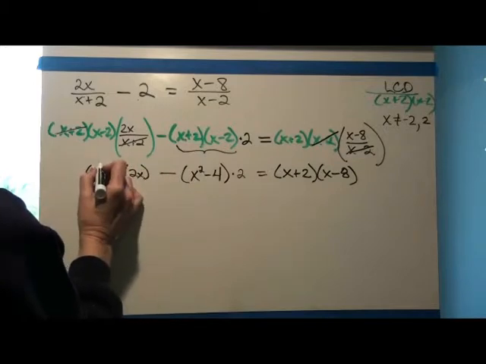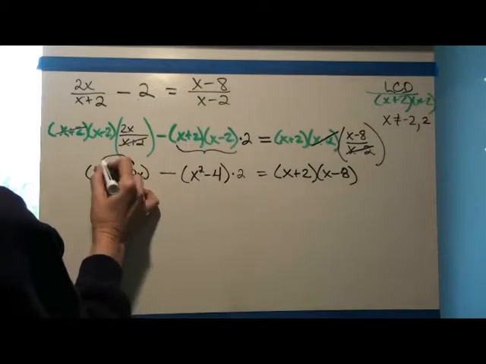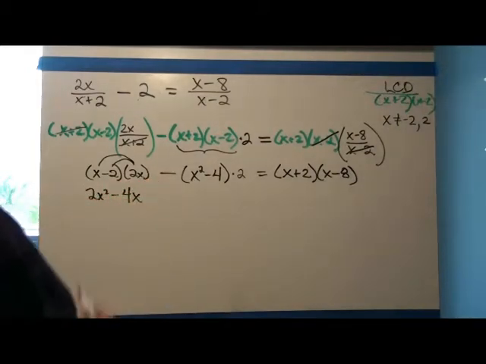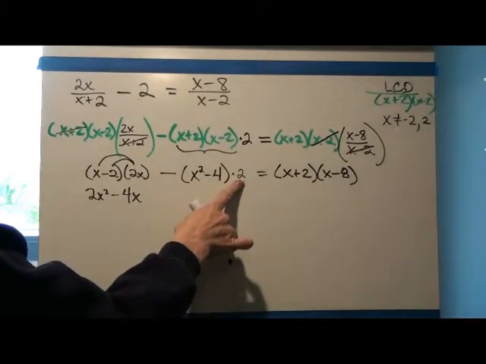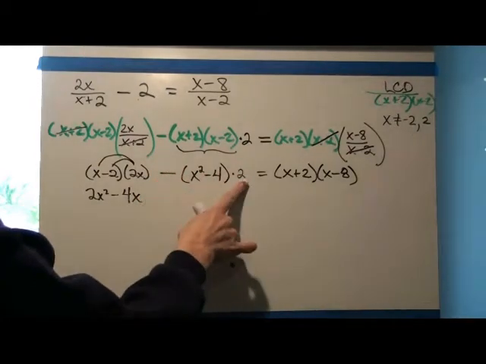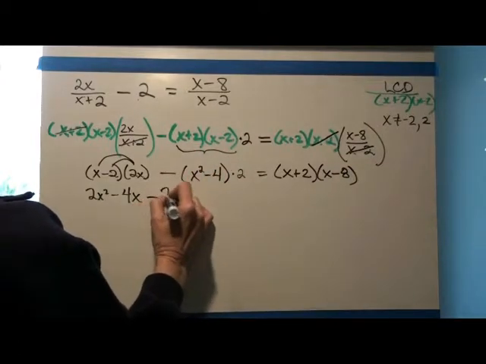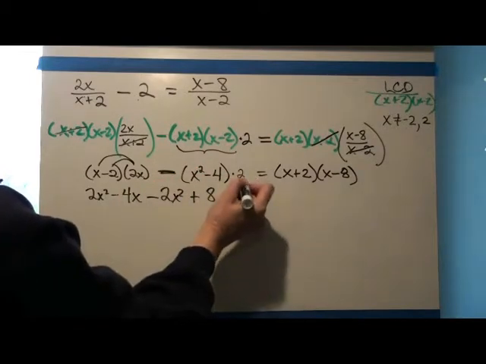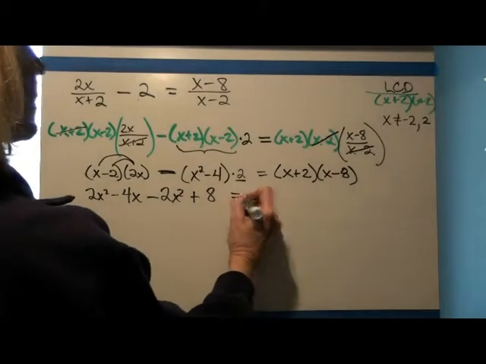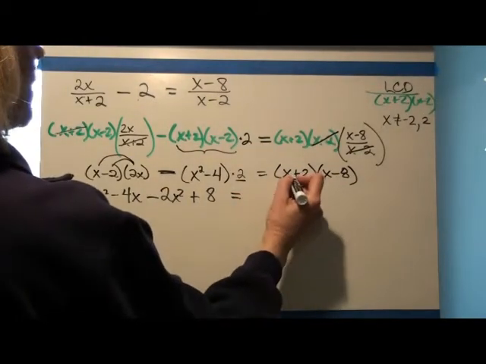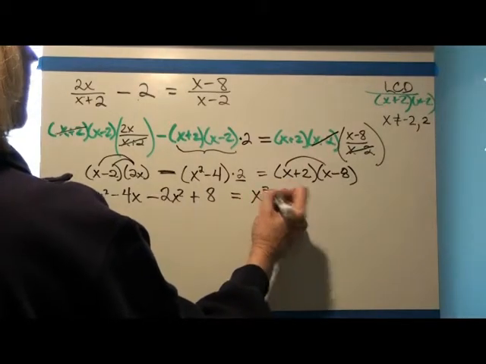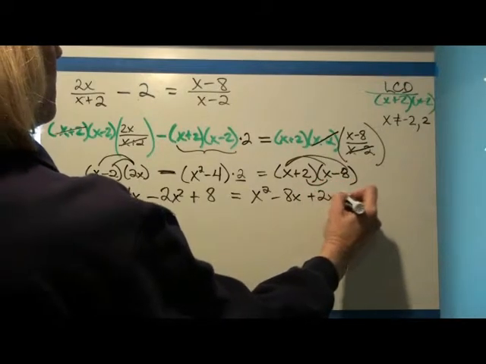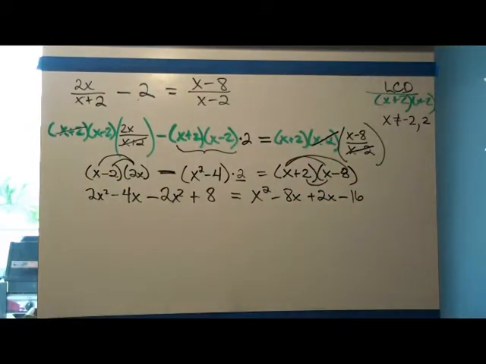So let's take our 2x and distribute it into the parentheses there. So we have 2x squared minus 4x. Here we have actually two things. We have a minus 2 distributed in there, so we will have minus 2x squared plus 8, because this will change the signs and this will double everything, equals. This right here, if we multiply it out, we get x squared minus 8x plus 2x minus 16. So now, we've gotten rid of all the parentheses.